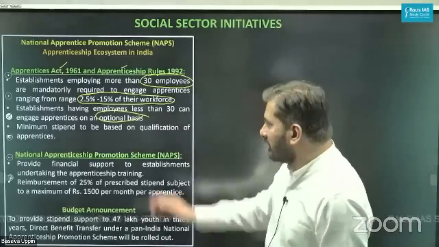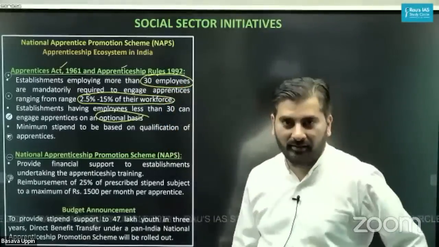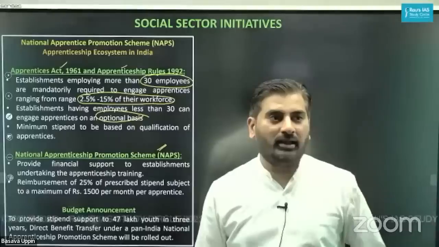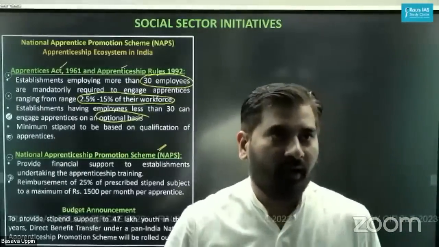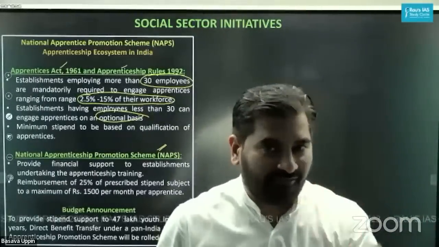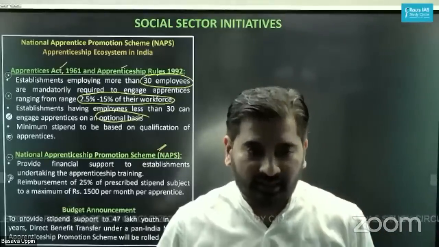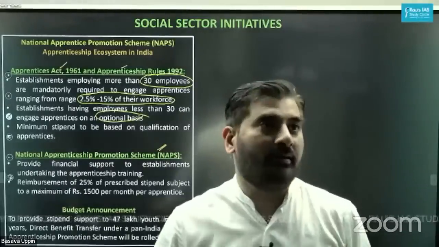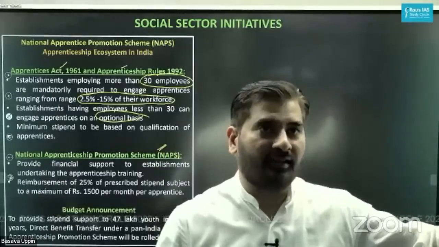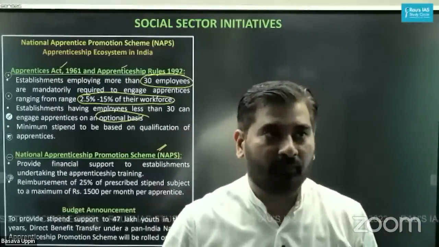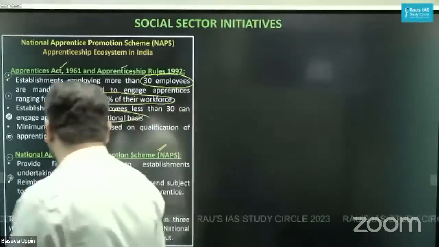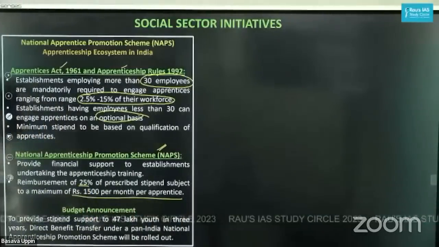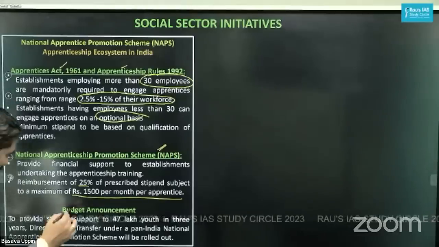Now, in order to encourage industries to hire apprentices, the government of India has formulated a scheme called the National Apprenticeship Promotion Scheme. Under this scheme, of whatever stipend the industries are required to give to the apprentices, 25% of that stipend amount is paid by the government. Only the remaining 75% is paid by the industries. But the government says it will pay its 25% of the stipend only up to rupees 1,000 per month per apprentice. So what's the new budget announcement?